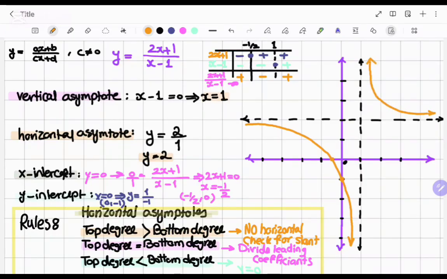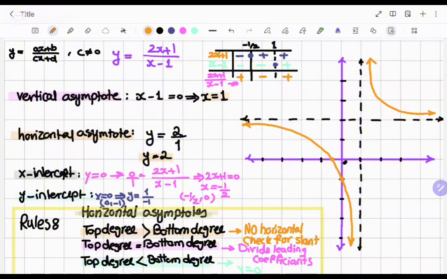If I'm not sure how the graph is moving, I can actually substitute some numbers greater than 1 over here and see what their y's are going to be. But this is going to be good enough for you to be able to graph it. As I said, if you want, you can just skip the sign diagram and substitute some random numbers to know how the graph is moving. But with the sign diagram, you can do it more professionally and faster.